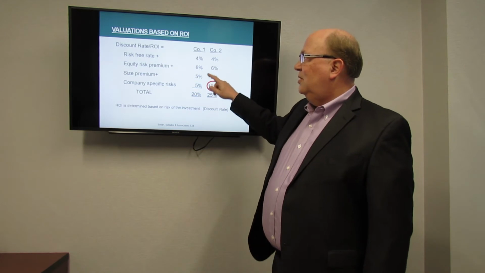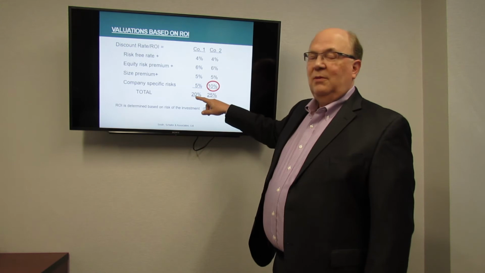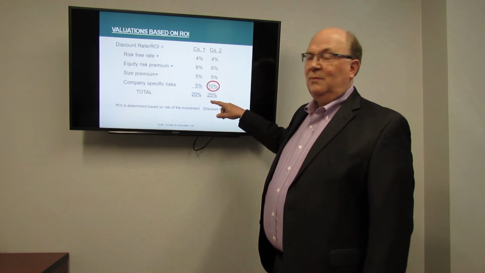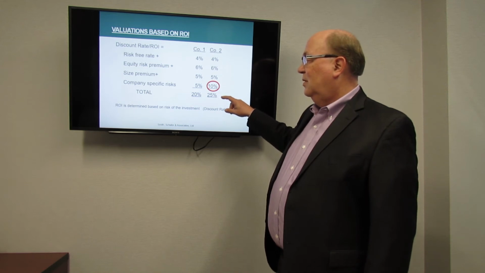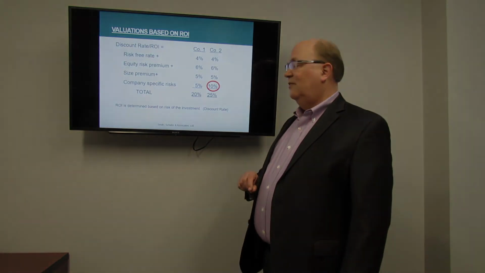So you can see that we might have a low-risk company and we might have a 20% return that we're planning, or if we had a high-risk company, it might be 25%. So the return on investment is determined based on the risk of the investment.